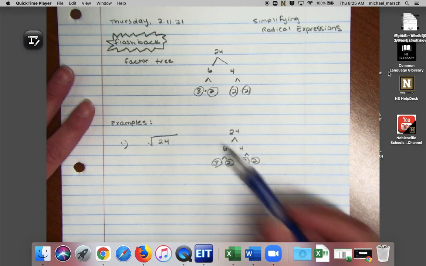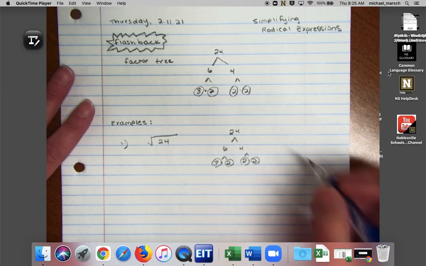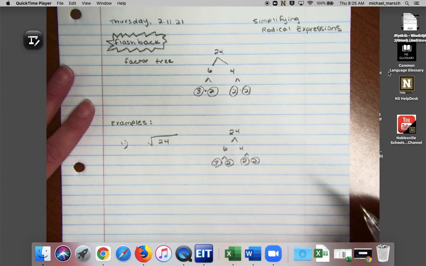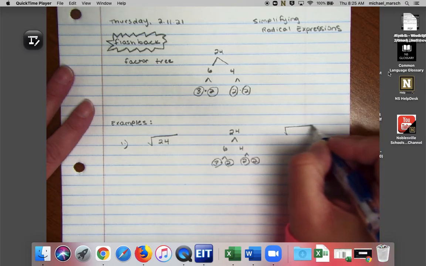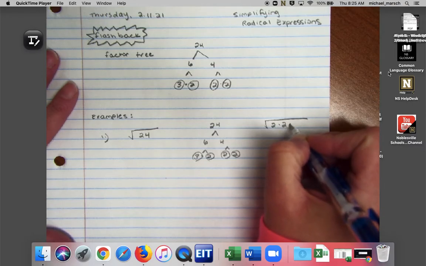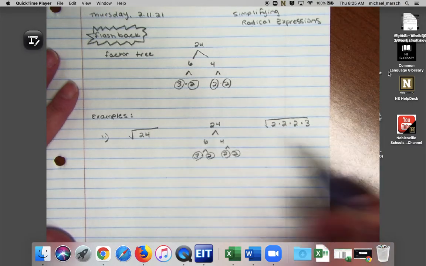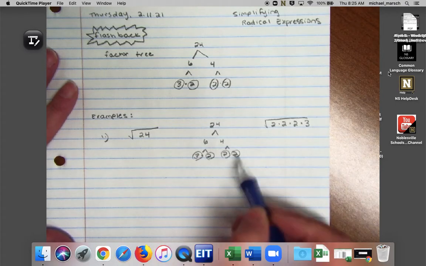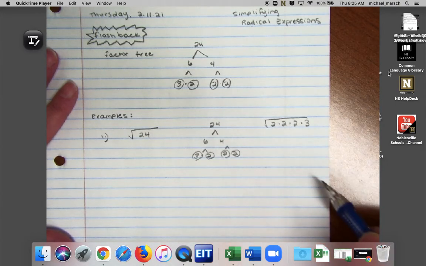What I'm going to do then is take those and put them underneath the square root symbol. So what I've got is 2 times 2 times 2 times 3. This is equivalent to the square root of 24. We took our number, broke it down to the factors, and now we have these numbers under here.